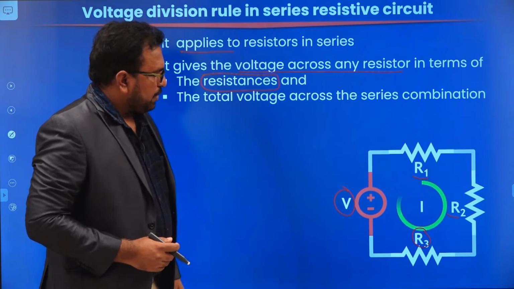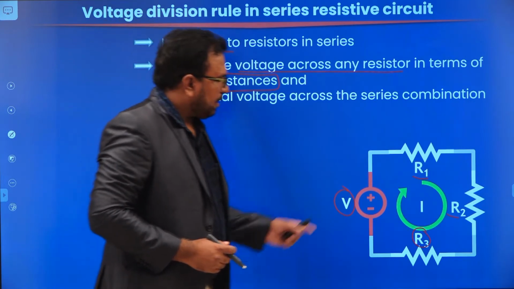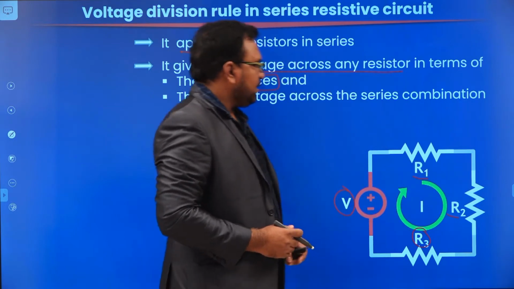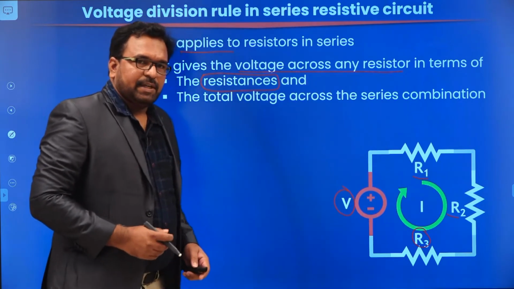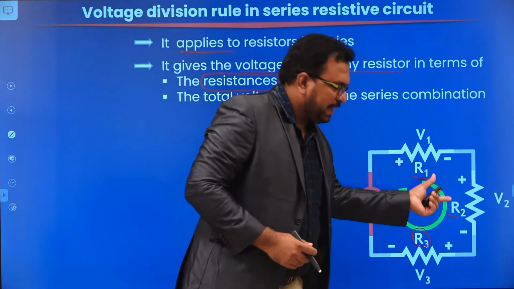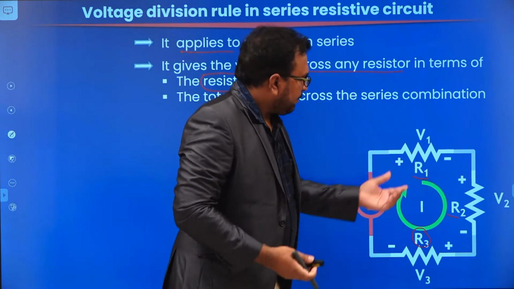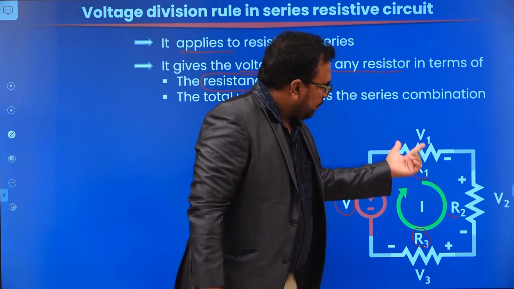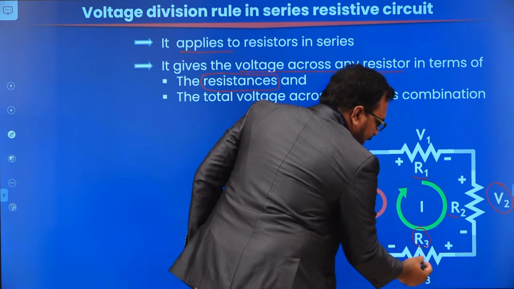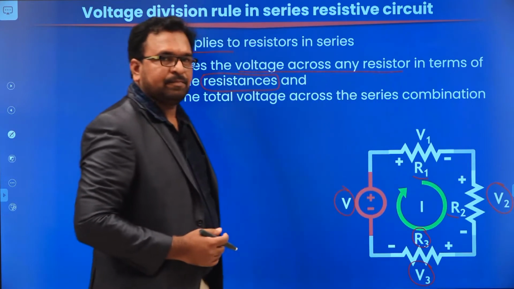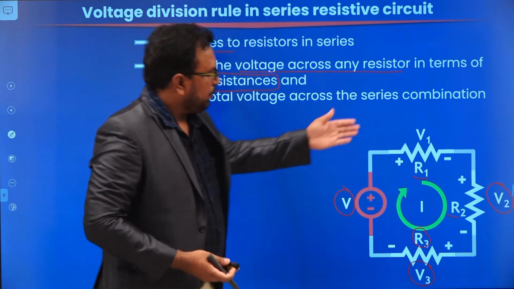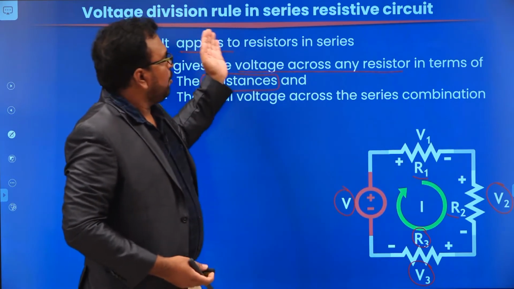Suppose I have assumed that a current I is flowing in the clockwise direction in the circuit. We already know that the voltage will divide across each resistor. I am going to assume the voltage across R1 as V1, the voltage across R2 as V2 and the voltage across R3 as V3. Now, how will you calculate the voltages V1, V2, V3 by applying the voltage division rule?